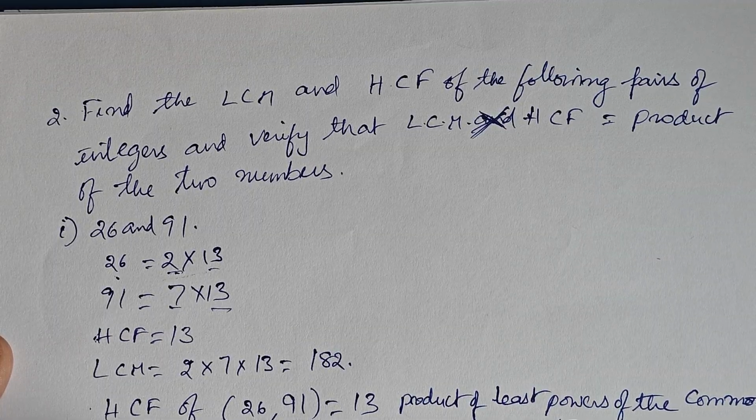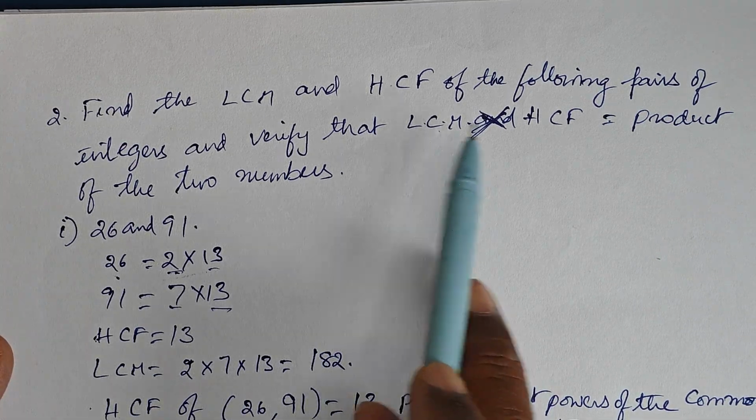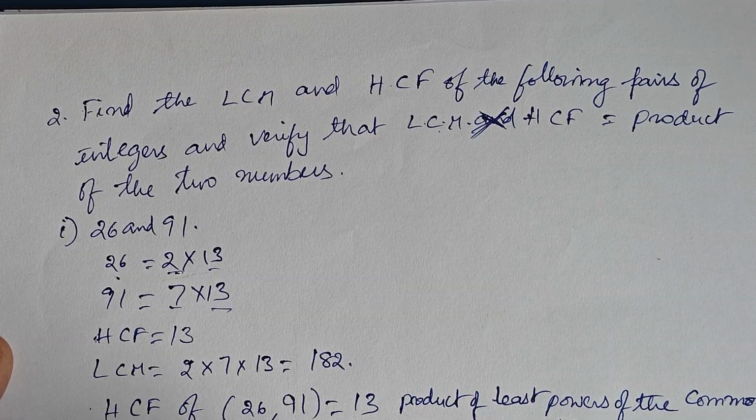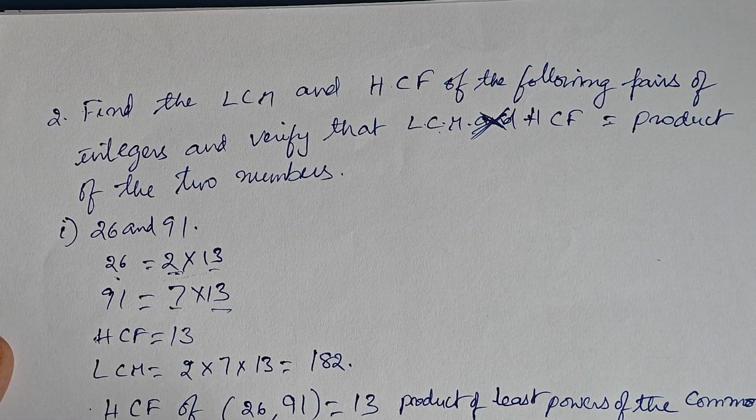Like this, if you write, now we have to verify LCM into HCF. 13 into 182 is equal to the product of the numbers. What is that product? The product of the numbers is 26 into 91. Is it true or false? That is what we need to check. See here, 91 is half of 182, that means 182 can be written as 2 into 91. Then this becomes 13 into 2 into 91. 13 into 2 is again 26. So 26 into 91 is equal to 26 into 91, yes or no? Yes, that is true. Therefore, LCM into HCF is equal to the product of the given numbers, which in this case is 26 into 91.